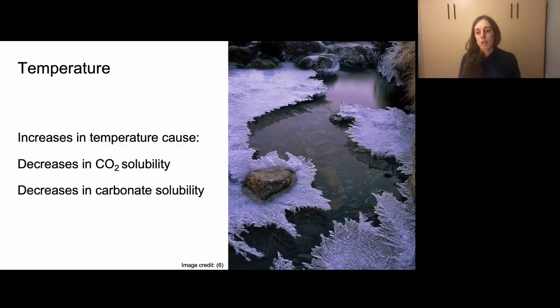Okay. So the last thing that I want to talk about is temperature. Like we talked about in earlier lectures, the ability for CO2 to dissolve into water is a function of both pressure and temperature. So if we have increases in temperature, our CO2 is going to be less soluble. And once again, going back to thinking about that carbonate equilibrium, if our CO2 is less soluble, that means we have less CO2 in our water, and we're more likely to have calcite precipitating out. So our carbonate solubility is also decreased with our increase in temperature.